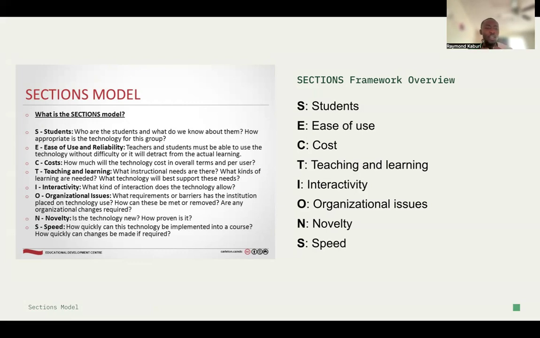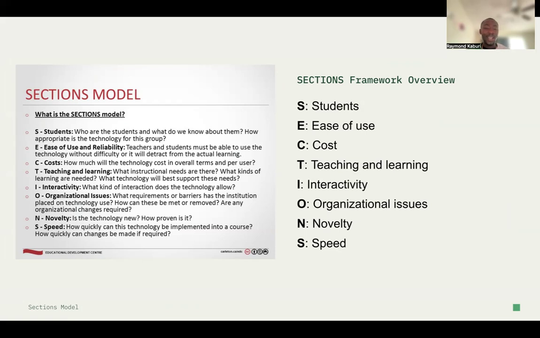We need to know the kind of students that we are working with, or that we are using this technology on, and how appropriate it is for this particular group. When it comes to ease or reliability, students must be able to use the technology without difficulty. Will it distract from their actual learning? We have to ask all these questions. What is the cost? How much is it going to cost either the classroom, the school, the institution, or the users themselves?